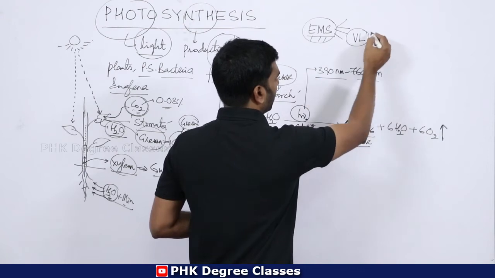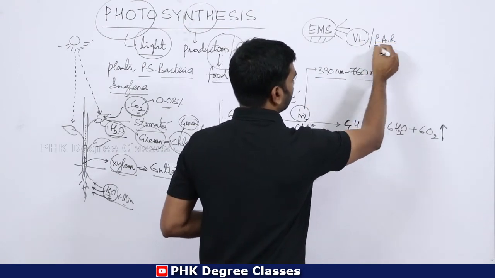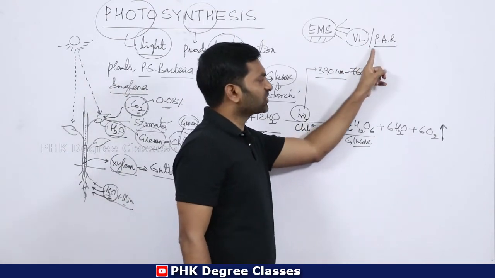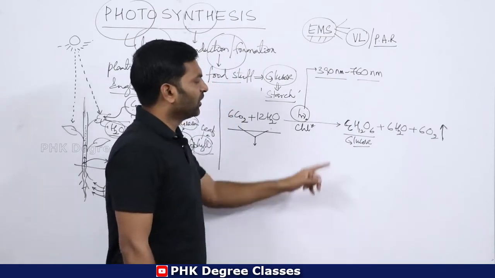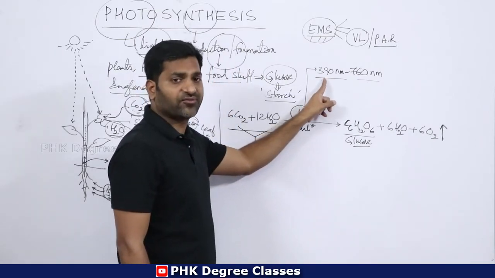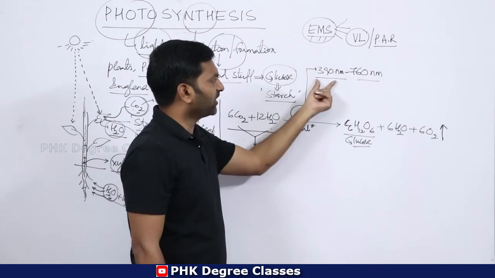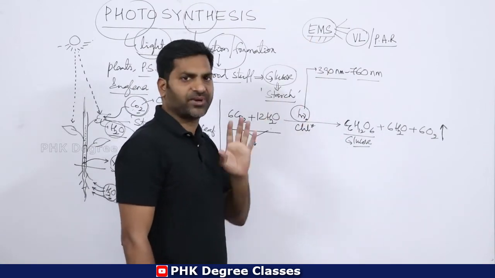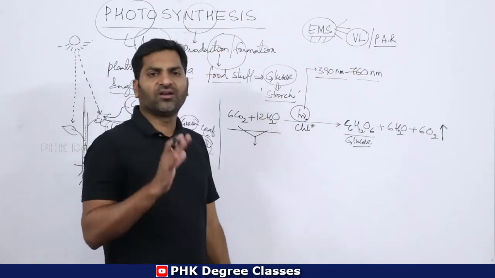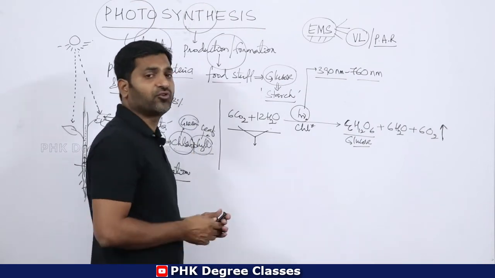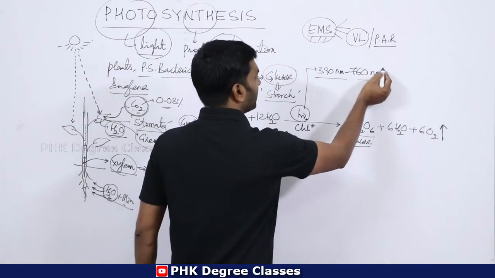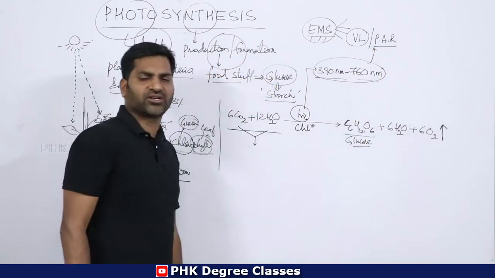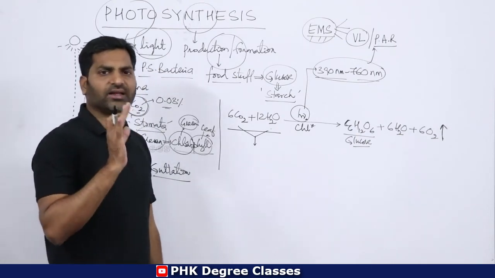Visible light, or you can say photosynthetically active radiation, PAR light. So visible light is also called what? PAR, photosynthetically active radiation. Clear? This frequency of light can be called visible light. 390 nanometers to 760 nanometers light of the electromagnetic spectrum can be called visible light or photosynthetically active radiation. Why is it photosynthetically active radiation? Because this light frequency is useful for the photosynthetic process. Hence it is photosynthetically active radiation.